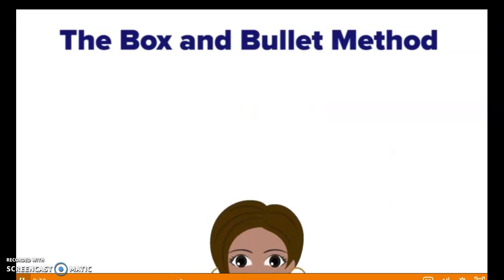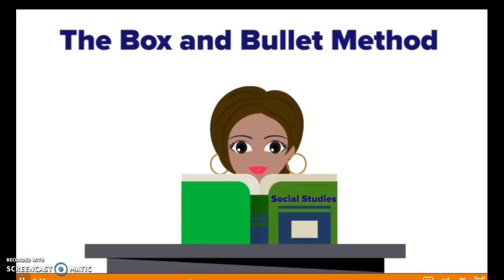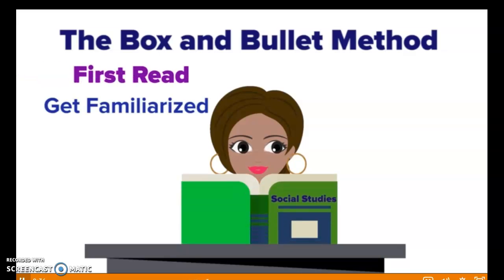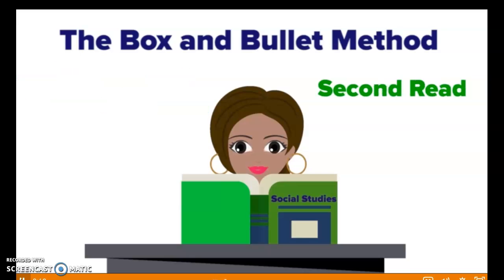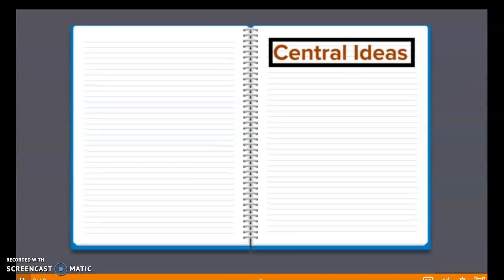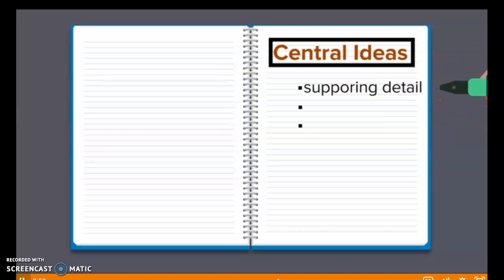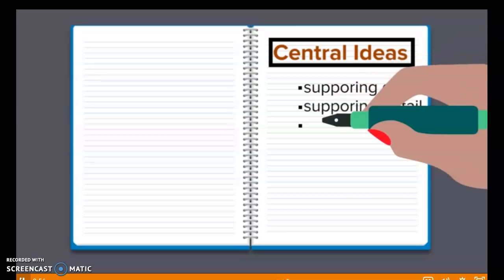When using the box and bullet method, you should read the text at least 2 times. Reading the first time helps you familiarize yourself with the information or figure out what the text is telling you. The second time you read, you should be looking for the central ideas. Ask yourself, what are the most important takeaways from this text? These go in the box at the top of your notes. Any supporting details you find on the second read-through can be listed in bullets.